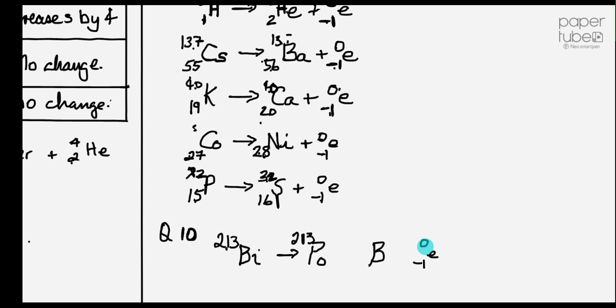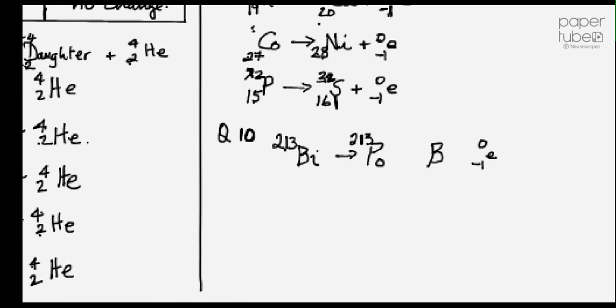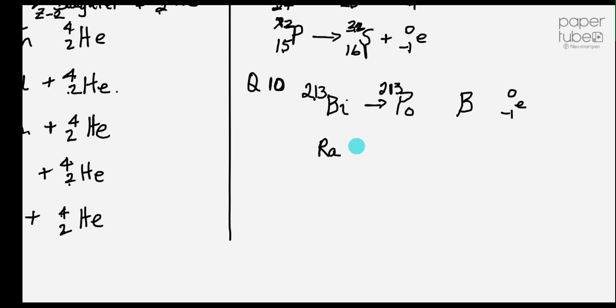Right. Radium changes to radon. It goes from 226 to 222. So that number there, I'm pointing to it, goes down by 4. So it's an alpha. Remember, 4, 2, He.